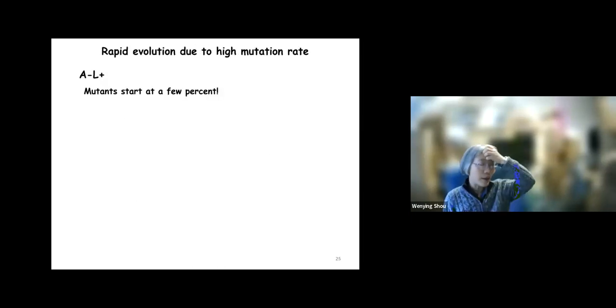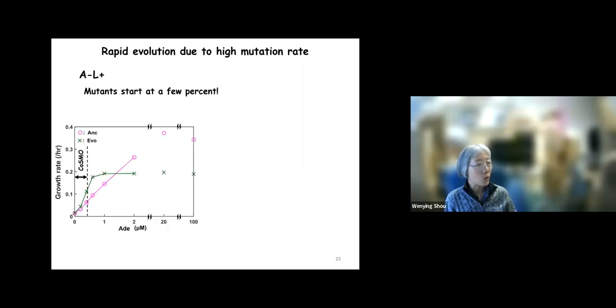And then the other strain is even more bizarre. Even when we start the experiment, the mutant is already at a few percent. You don't have to wait until 20 or 24 hours; it's already a few percent. So we quantified those mutants. Again, this shows the fitness trade-off. At low concentration, the green evolved clone grows faster than the ancestor, although the fitness difference is not as dramatic as the other partner, the lysine minus cells. But at high concentration, it really suffers a very large fitness cost.